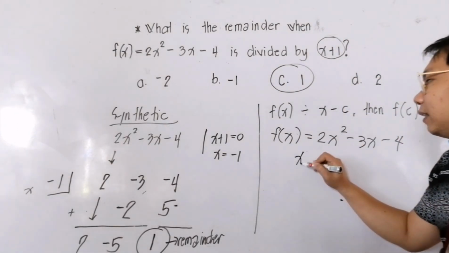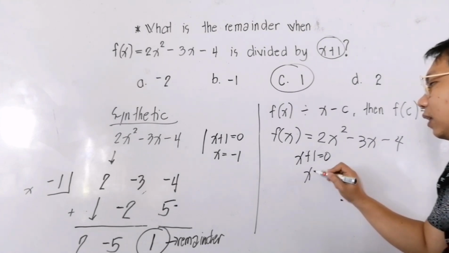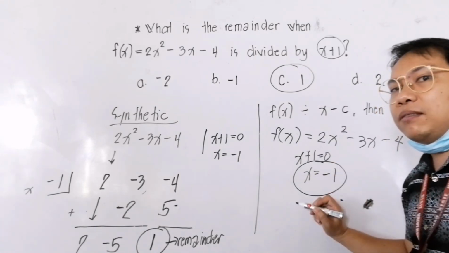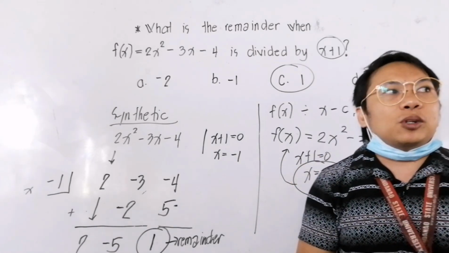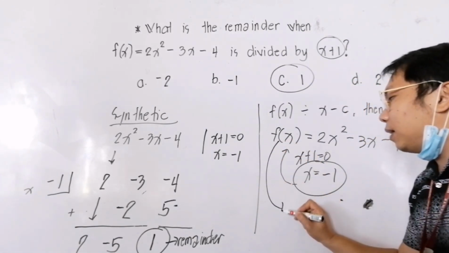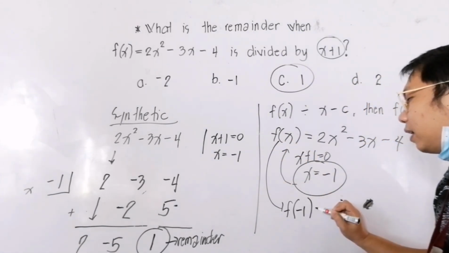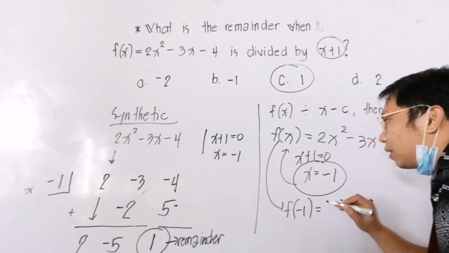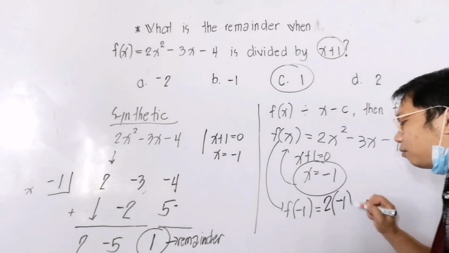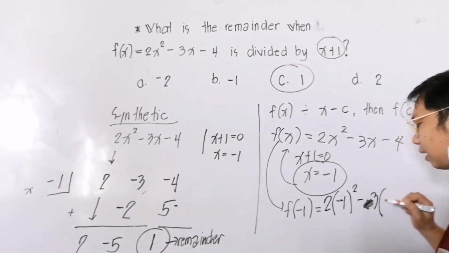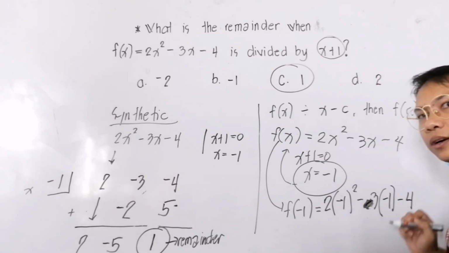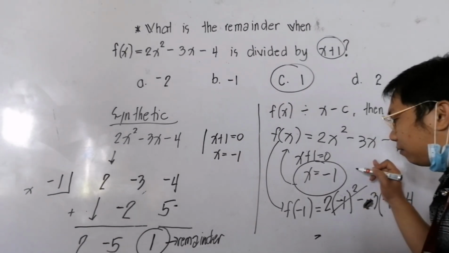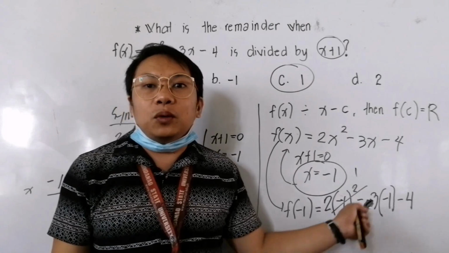So if you're going to equate x plus 1 to 0, this will give you x equals -1. So you just simply substitute -1 to your given polynomial function f of x. So this one will become f of -1. Substitute your -1 to the x's of your polynomial function. This will give you 2 times -1 squared minus 3 times -1 minus 4. Simplifying this, of course, -1 squared will give you 1.